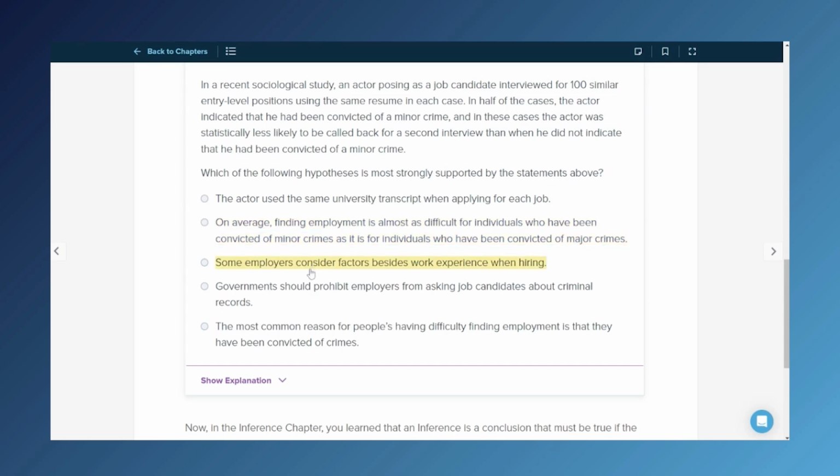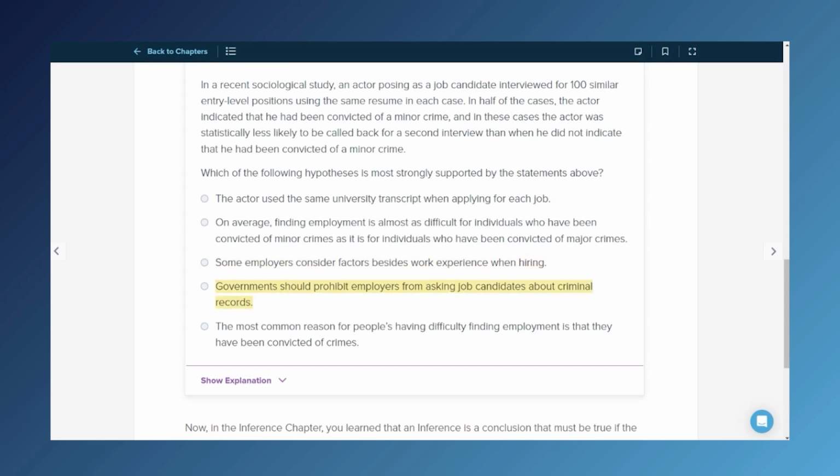C, therefore, some employers consider factors besides work experience when hiring. This choice follows very clearly from the argument. The actor is applying to jobs with the same resume, so the same work experience, but he's getting different results. The constant is his work experience, but the results vary. So it follows that some employers consider other factors than work experience when hiring. This is the best answer so far.